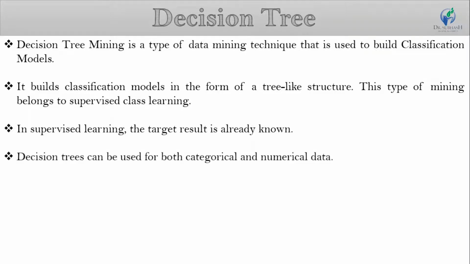Decision trees can be used for both categorical and numerical data. The categorical data represent gender, marital status, etc., while the numerical data represents age, temperature, etc.